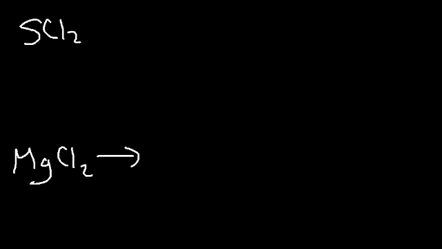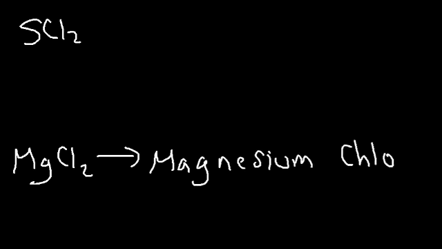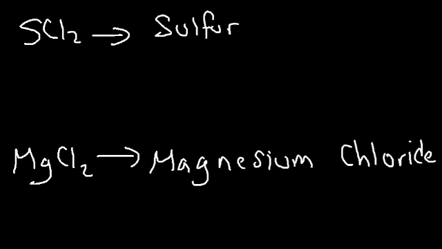Now, the next thing that you need to be able to do is name compounds. So for example, let's say you wish to write the name of SCl2 and MgCl2, how would you do it? MgCl2 is called magnesium chloride. SCl2 is known as sulfur dichloride.